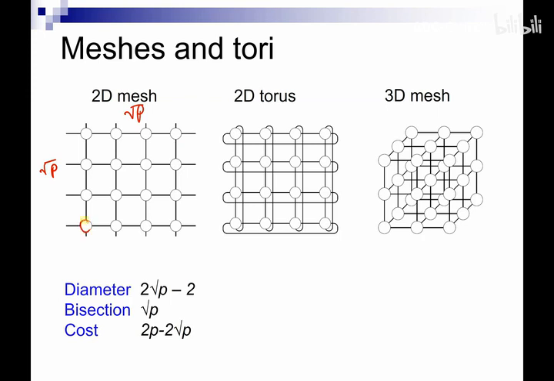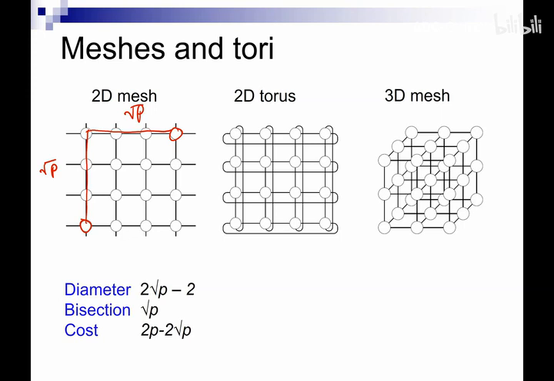It's basically these nodes at the corners of the network. The distance between them is, well, we have to go all the way up and all the way across, so that's going to be root p plus root p. So it's something like 2 times root p, minus 2. So we've gone from this diameter of p in the 1D array to a diameter of 2 times root p in this 2D array.